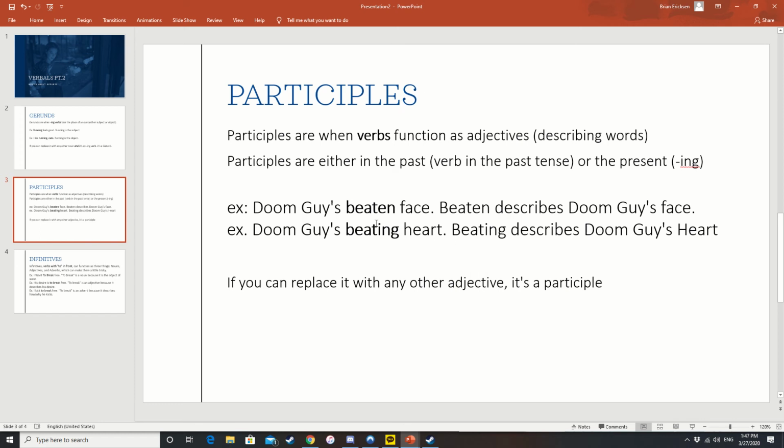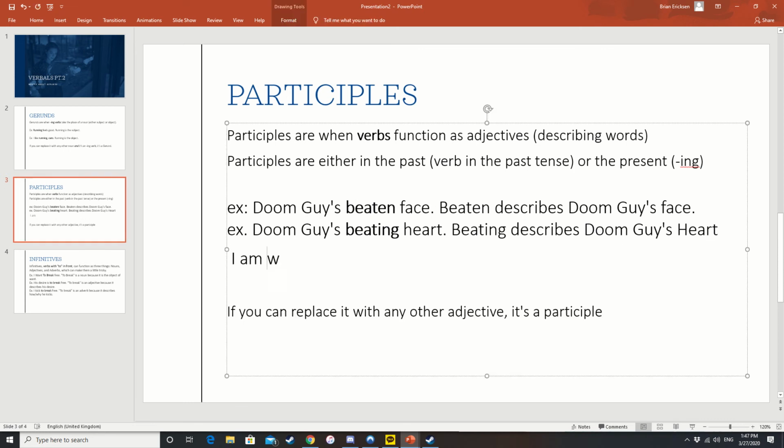For example, Doomguy's beating heart describes Doomguy's heart. If instead you say, I am waiting, that makes that a participle, because you can't say I am squirrel and it makes sense. Okay, I am waiting describes it. You could change it with I am green and it makes sense. I am a sad potato, sad makes it an adjective. That could be a participle. That's different. But waiting would be a participle because you are describing I. That is a huge thing right here.